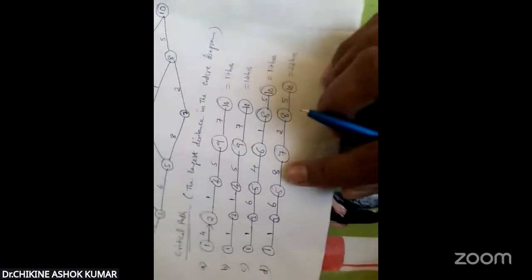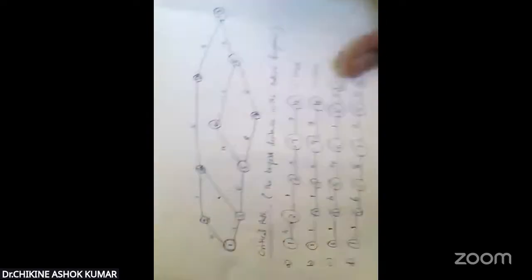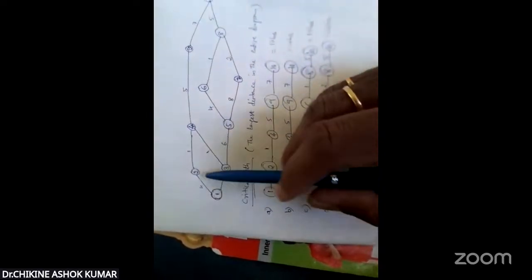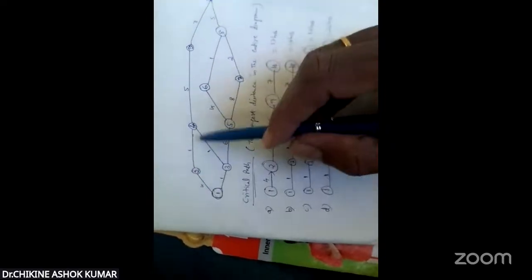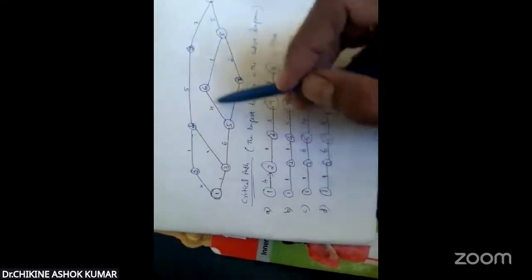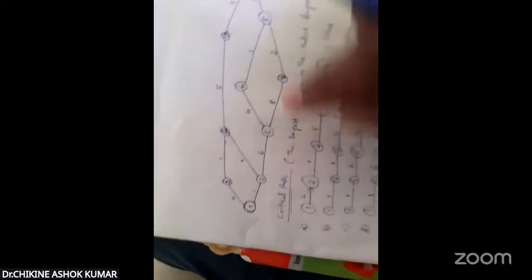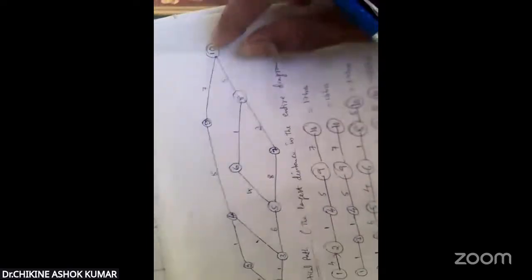Okay, 10, 22 hours, right? Among these four, is there any other possible route? 1, 2, this route is completed. 1, 3, 4 is completed. 1, 3, 5, 6, 7 completed. 1, 3, 5, 7, 8, 10 completed. So these are all the possible routes for finishing this network, starting with 1 and reaching 10.